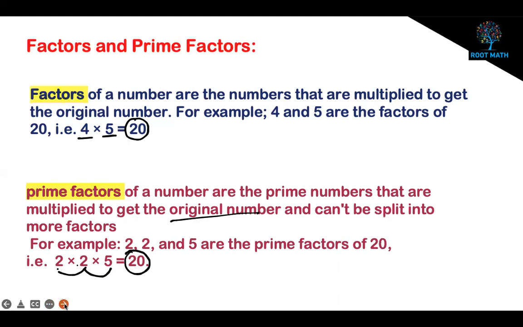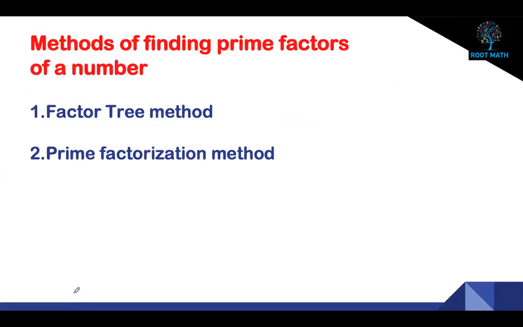So there is a difference between factors and prime factors. Whenever you are attempting such questions, read the question properly. If it asks only for the factors, you can write like this. If it asks for the prime factors, break your composite numbers again into prime numbers and list out all the prime factors. So there are different methods to find the prime factors of a given number. The 2 methods I have discussed here are the factor tree method and the prime factorization method.